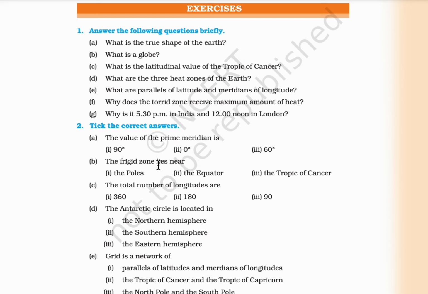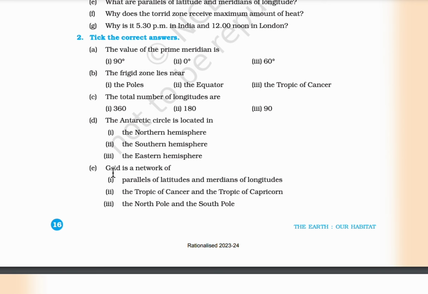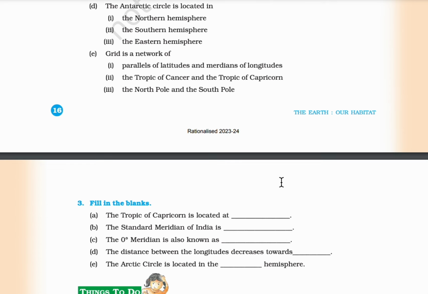Next, the frigid zone lies near the poles. The total number of longitudes is 180. Next, the Antarctic Circle is located in the southern hemisphere. The Arctic Circle is located in the northern hemisphere. Next, grid is a network of parallels of latitudes and meridians of longitudes.